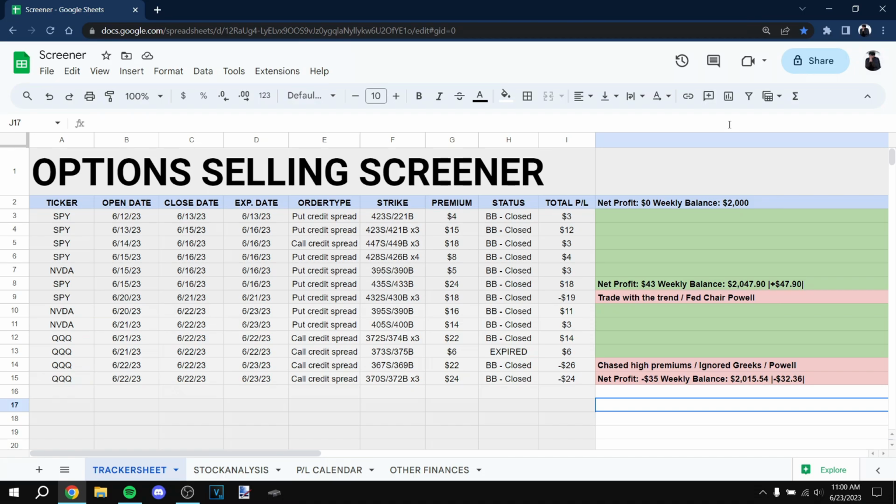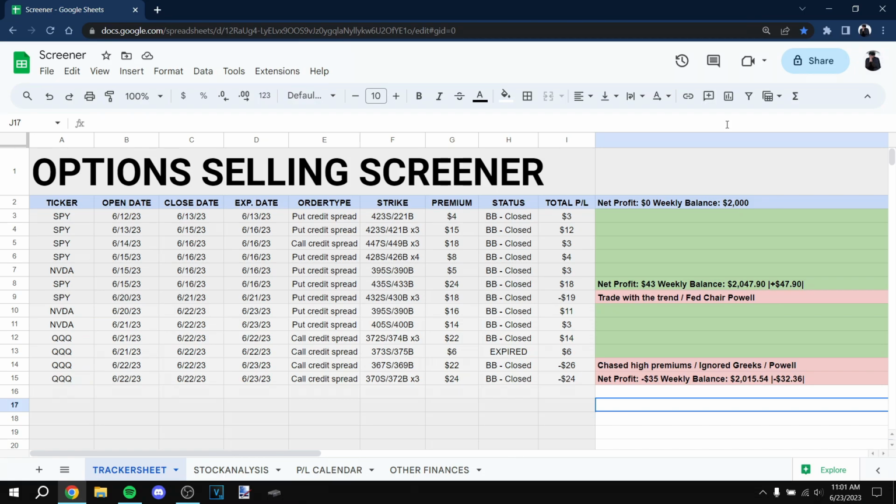And so I have my screener in front of me. This is where I track all of my trades. You can see the ticker, when I opened it, when I closed it, when it was going to expire, the order type, the strikes, the premium, the status, and the total profit and loss. And then to the right of everything, I have green for good, red for bad, and then I have the net profit of every week, and the weekly balance also posted so you can see how everything is going.